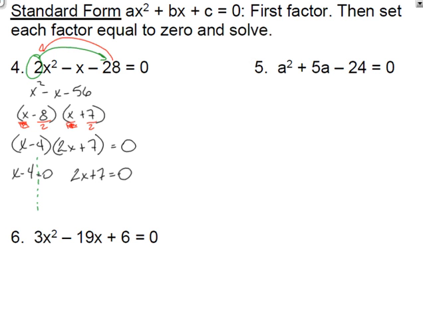My equation on the left, I add 4 to both sides, x equals 4. My equation on the right, I subtract 7 from both sides, 2x is equal to negative 7. I divide both by 2. x is equal to a negative 7/2.